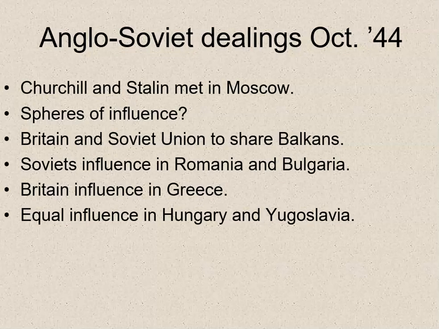The British wanted to share the Balkans with the Soviet Union. The Soviets were supposed to have more influence in Romania and Bulgaria, and then Britain was supposed to have influence in Greece. I think that really makes sense geographically. It makes sense culturally and things like that. Interest in Britain in Greece and maybe having less of an interest in a country like Bulgaria or Romania. Britain and the Soviet Union were supposed to both have equal influence in Hungary and Yugoslavia.